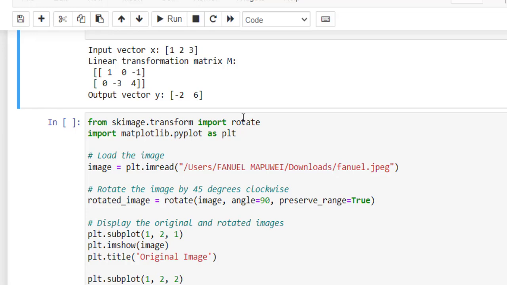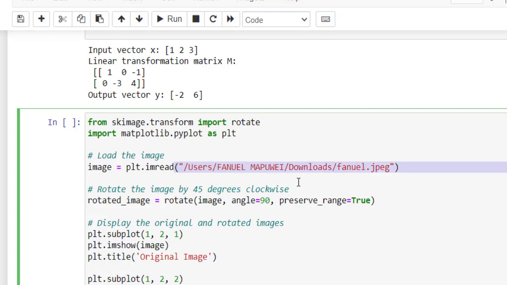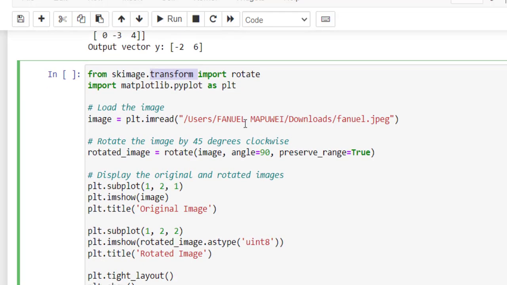We are going to discover more in machine learning when we do image processing. So here I have an image that I want to import and rotate using Python. I have to import the rotate function here from the transform module that you can see in skimage, and also matplotlib.pyplot. Matplotlib helps us to visualize data in Python. And I've loaded my image, which is in my download file. After loading my image, I use this path to my desktop, so you can do the same. Just copy the path and paste it here.